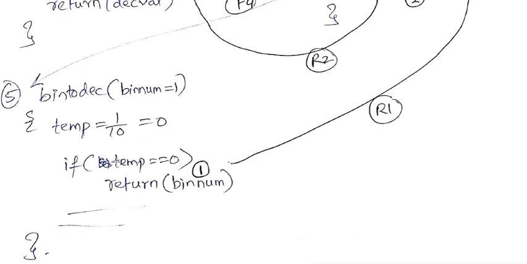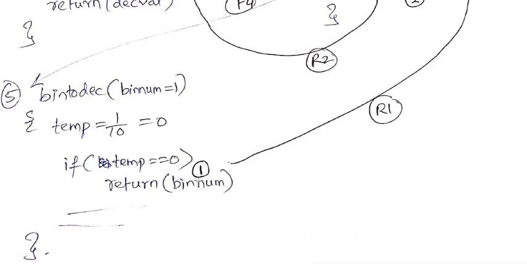If this condition becomes true, return binary number. What is the binary number? 1. The rest of the lines will not be executed. This function completes because it is going to return. That is how you will now see the stop of the recursion. This is called the exit criteria. When this temp value becomes 0, then we will start returning the values.